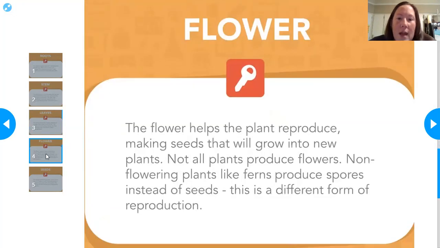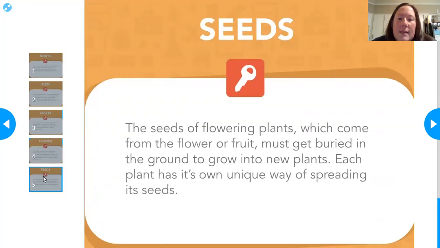The flower, it helps the plant reproduce, making seeds that will grow into new plants. Not all plants produce flowers. Non-flowering plants like ferns produce spores instead of seeds. This is a different form of reproduction. I always did wonder how those plants that don't flower, how they reproduce. That's interesting.